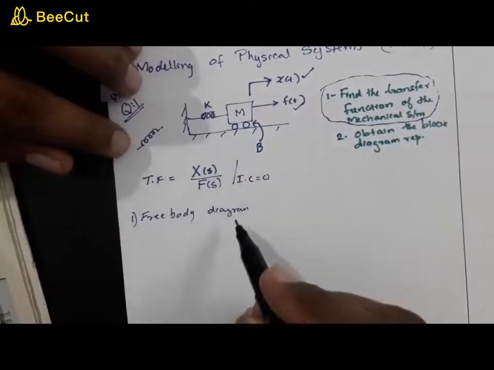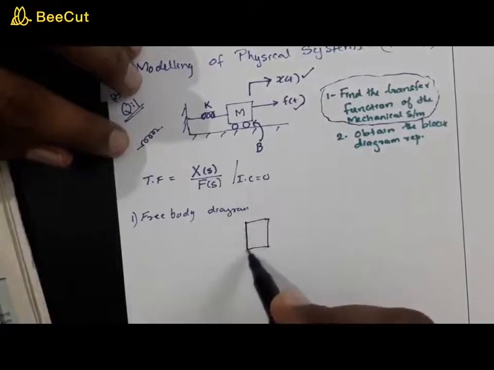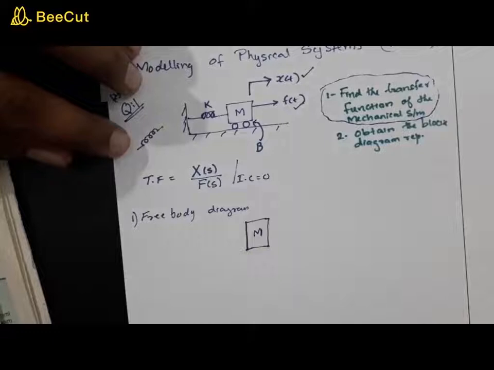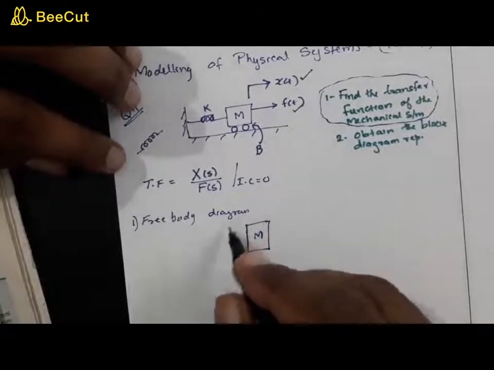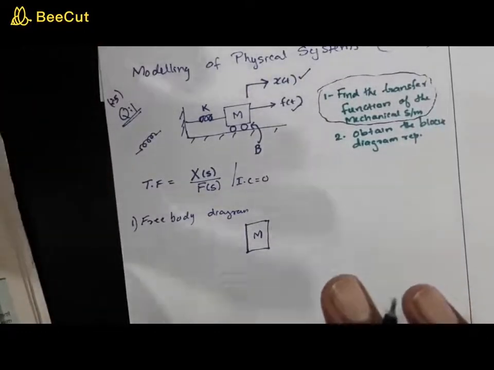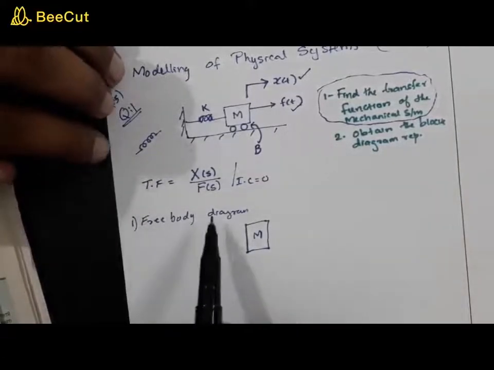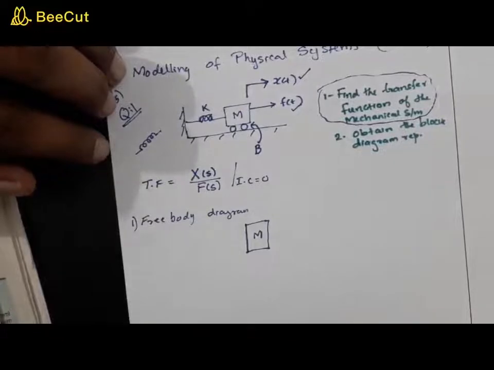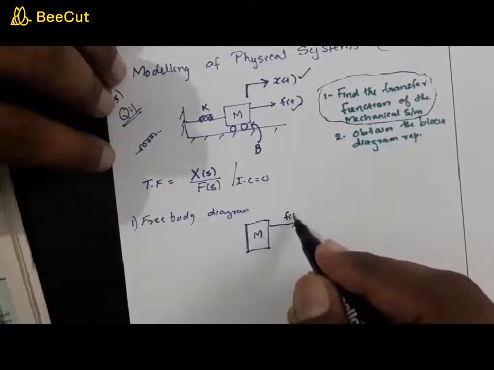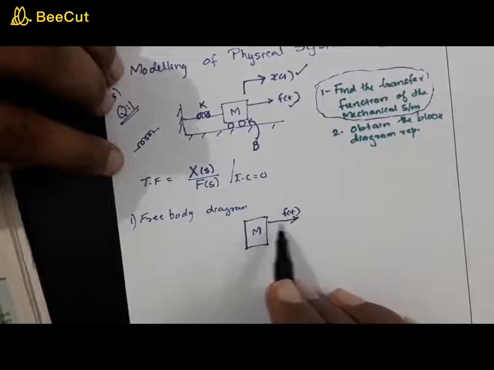In this case, the free body diagram is always drawn for the masses or the mass in that mechanical system. In this mechanical system, you have only one mass. The free body diagram shows the various forces that are acting on that body or on that mass. So here you have a mass, and on the mass you have an external force, that is your input.